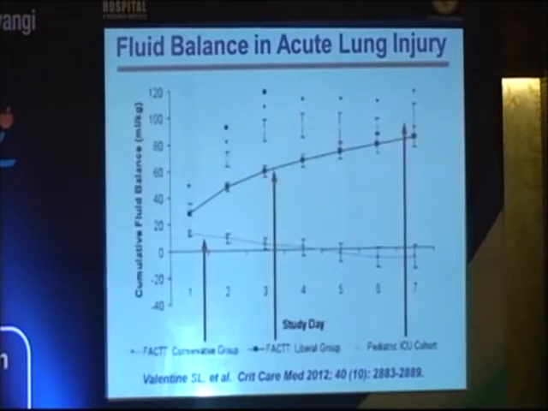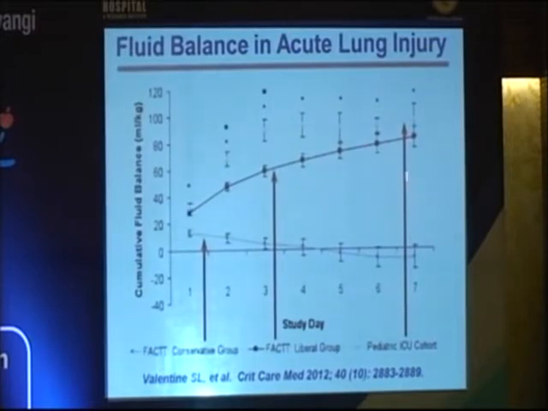Another way of looking at this is fluid accumulation over the days on mechanical ventilation. So there's three lines here. The first is the conservative adult group in that study. And as you can see, as days on the mechanical ventilator progressed, there was ultimately an even fluid balance. Here is the adult group liberal fluid strategy, with a daily accumulation of fluid.